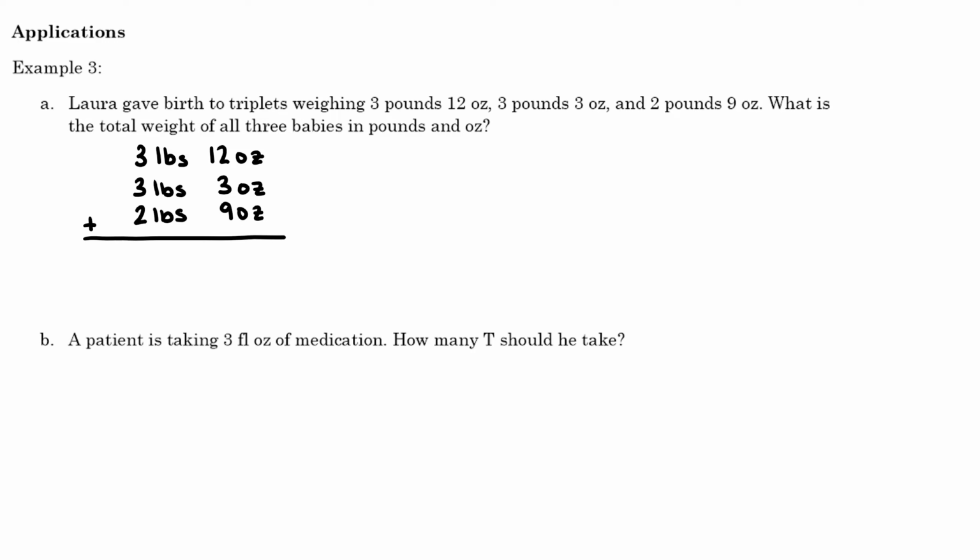So now, since there are different units, you keep the same units together. So first I'll do all these pounds, right? 3 pounds plus 3 pounds plus 2 pounds is 8 pounds. And now 12 ounces plus 3 ounces plus 9 ounces is going to be 24 ounces.